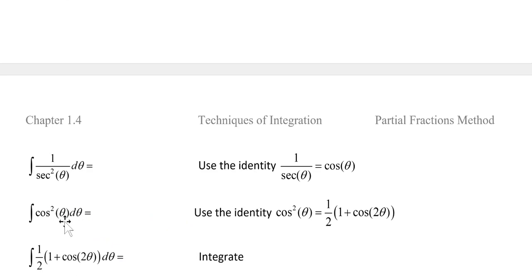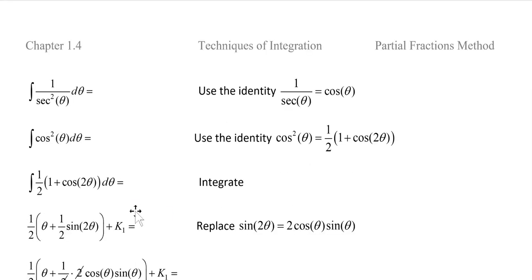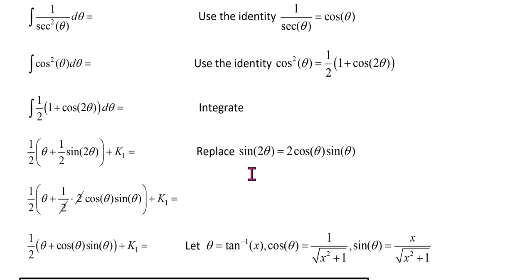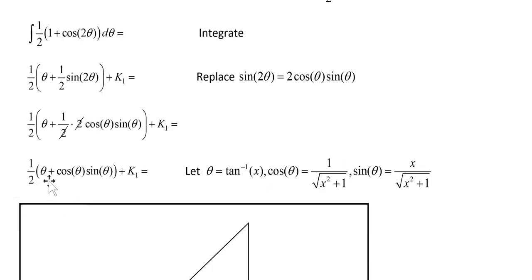To integrate cosine squared theta, we use the double angle formula for cosine squared theta, which is 1 over 2 times the quantity 1 plus cosine 2 theta. Then bring a half outside, and integrate 1 to get theta. When you integrate cosine 2 theta, you get sine 2 theta over 2. But then we use the double angle formula for sine 2 theta, which is 2 cosine theta sine theta. Plug this in, simplify the 2, and we end up with 1/2 times the quantity theta plus cosine theta sine theta.